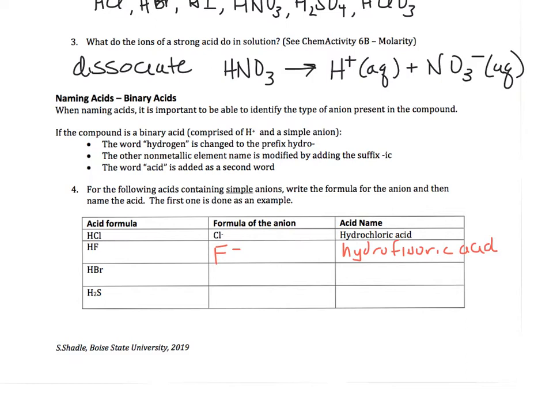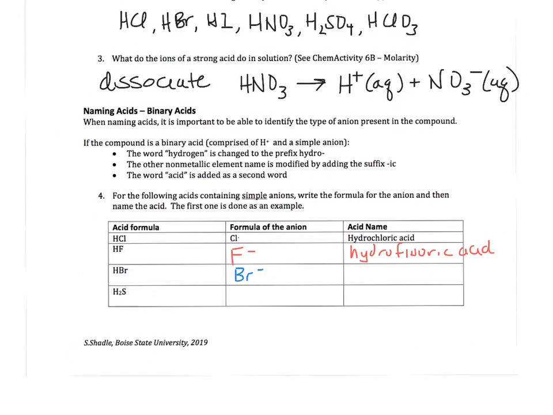So similarly, if we look at HBr, we recognize that that contains the bromide ion. So again, that means we can use this set of naming rules. And so this is going to be hydrobromic acid.